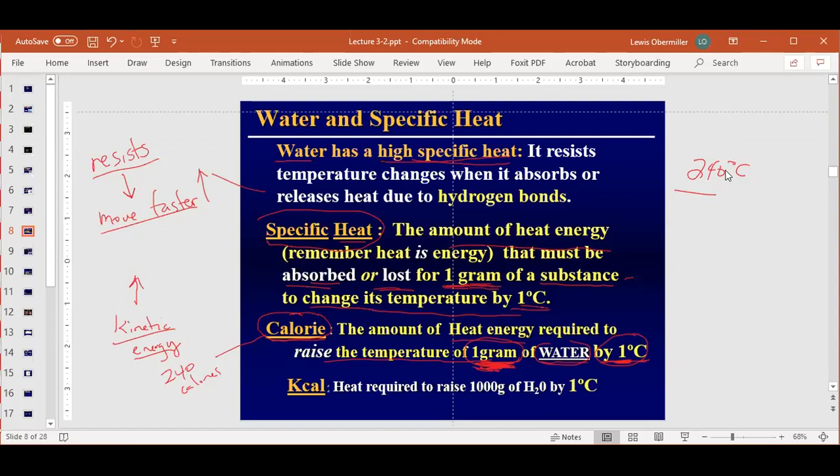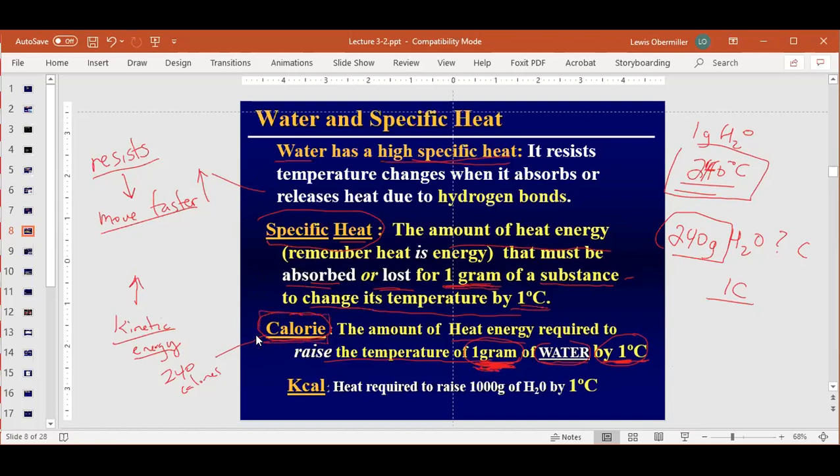So if we burned a Snickers bar, it would raise 1 gram of water 240 degrees Celsius. It would also raise 240 grams of water how many degrees Celsius? One. Yeah. So we can interchange these. Now, I'm going to tell you that that's not true, because the food industry has tricked you.